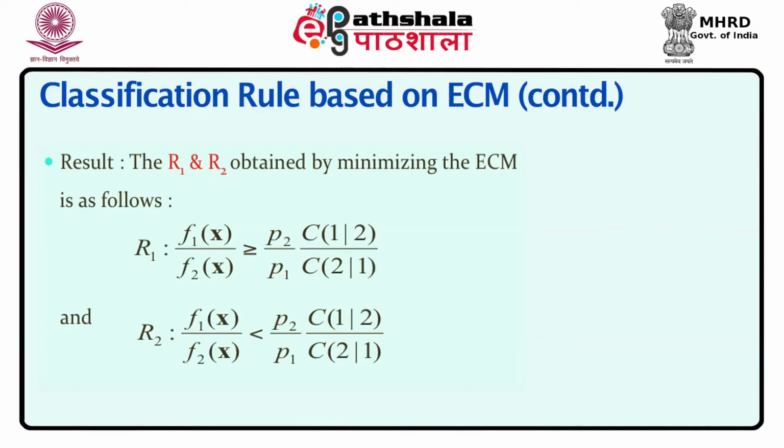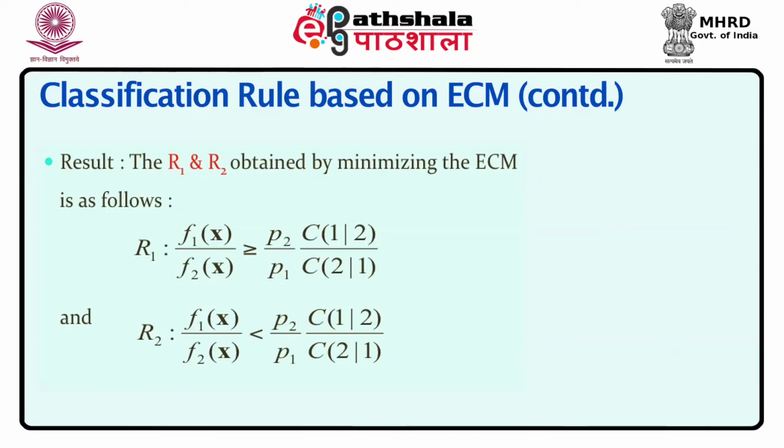Now what are these? On the left hand side we have f1(x) by f2(x), which is the ratio of the two densities. And on the right hand side we have two ratios. The first of these, P2 by P1, is the ratio of the prior probabilities of coming from one or the other of the two groups, and the second is the ratio of the two costs.